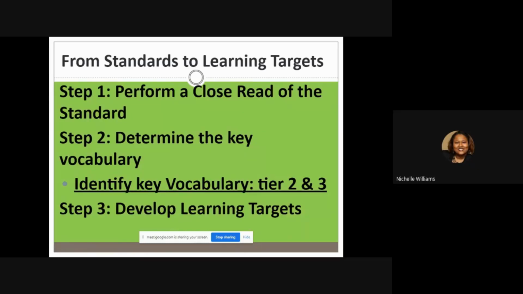So how do you go from a standard to a learning target? Well, the first thing you want to do is perform what we call a close read of the standard. Then you want to determine what are the key vocabulary terms that my students need to know. So we will focus on those Tier 2 and Tier 3 vocabulary terms. And then lastly, we'll develop and establish those key learning targets for our students.